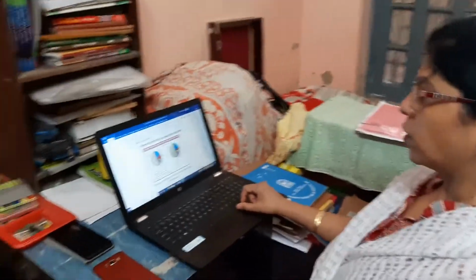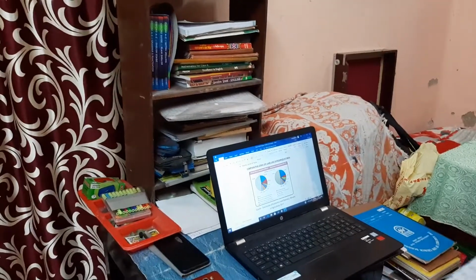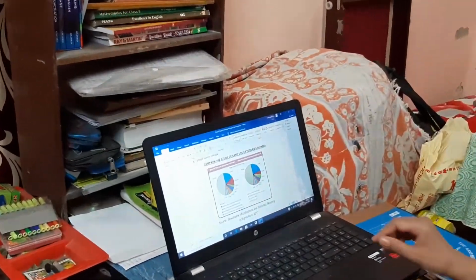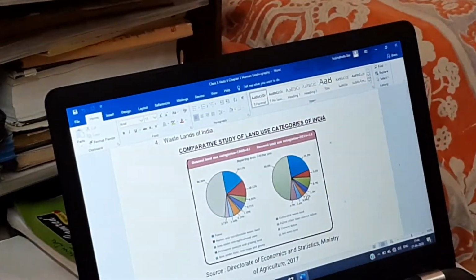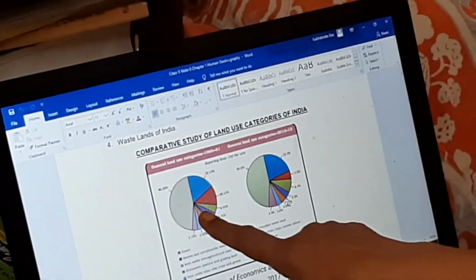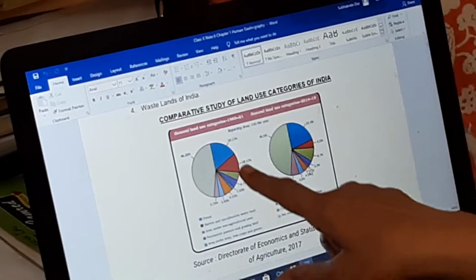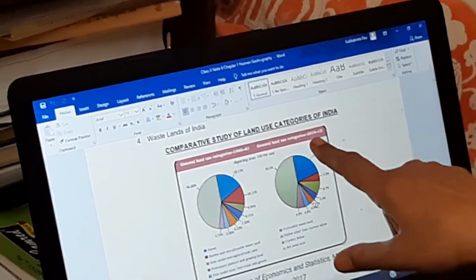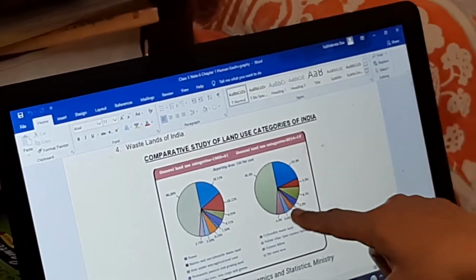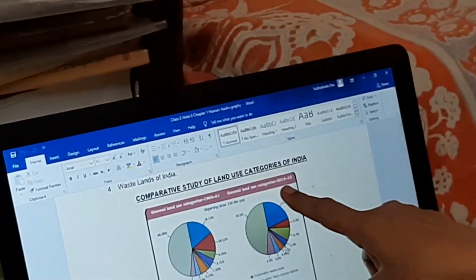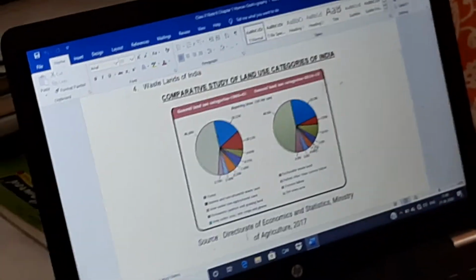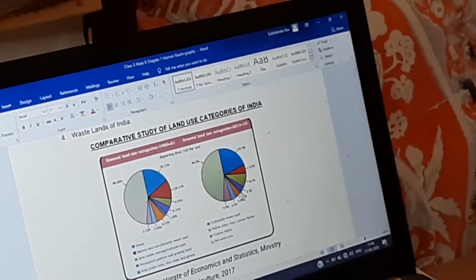The comparative study with the help of the pie diagram. You can see this pie diagram indicates the land use categories of 1960-61 and this pie diagram indicates the land use categories of 2014-15. Now hopefully you have already gone through the previous video and the notes.